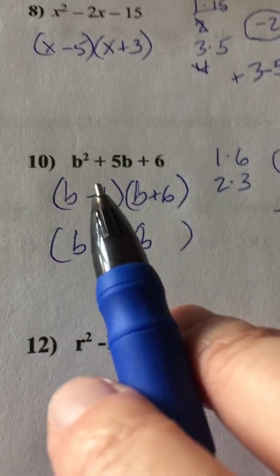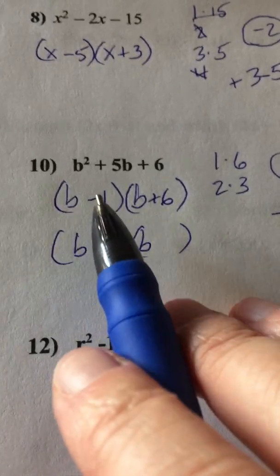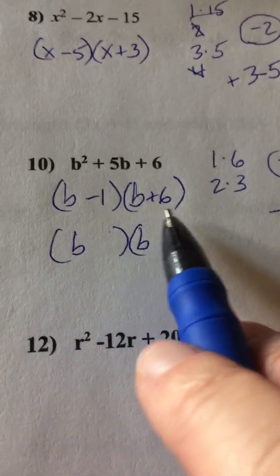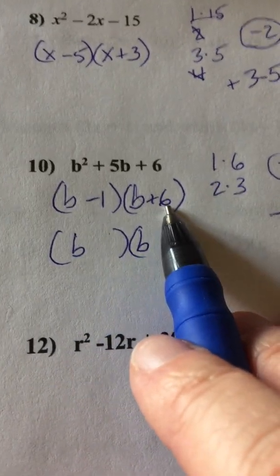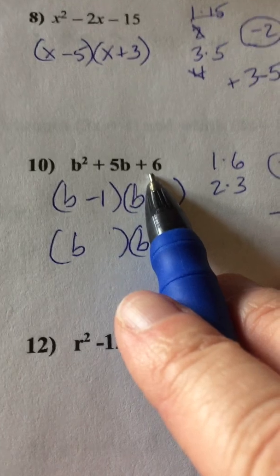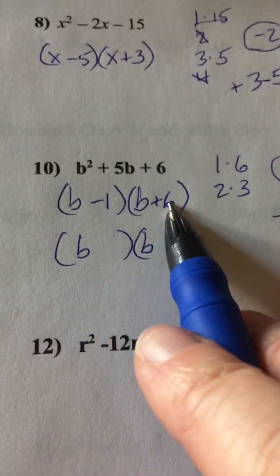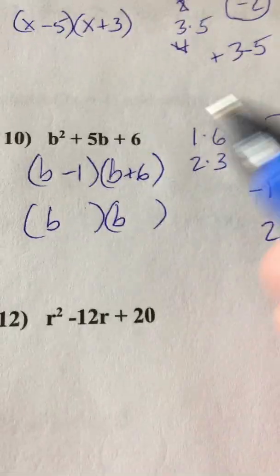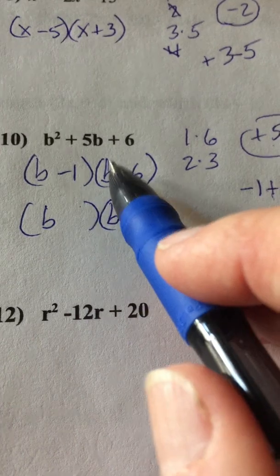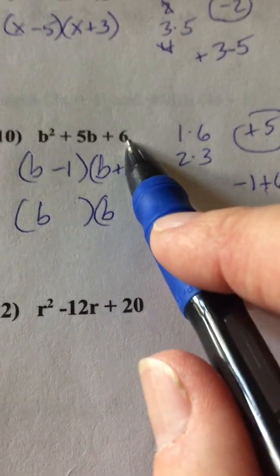If you multiply a negative 1 times a positive 6 as that very last final distribution, what do you get? Negative 1 times positive 6 gives you a negative 6. Is that my number on the end? No, I have a positive 6. So that will not work. It will give me my middle term, but it will not give me the end term. So always check your signs on that last b times b is still b squared, but negative 1 times positive 6 will not give me a positive 6.